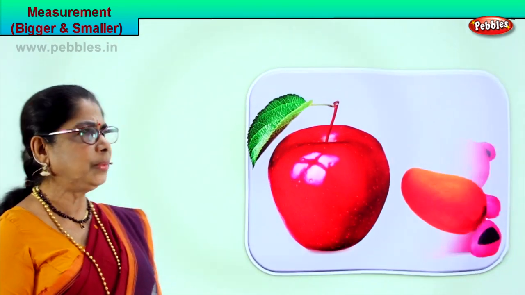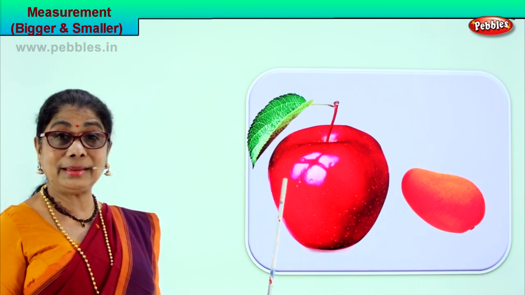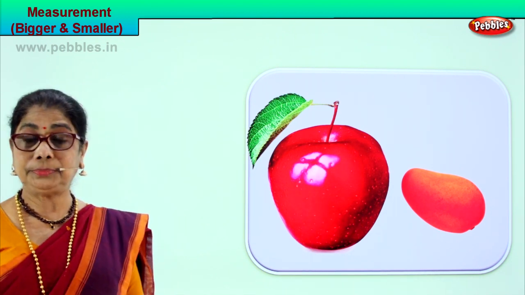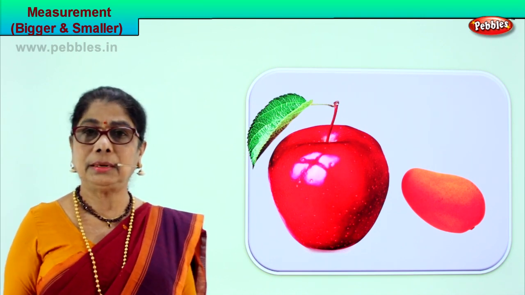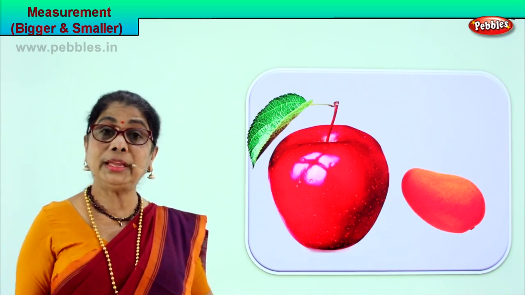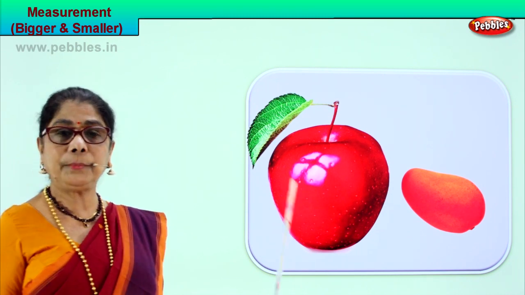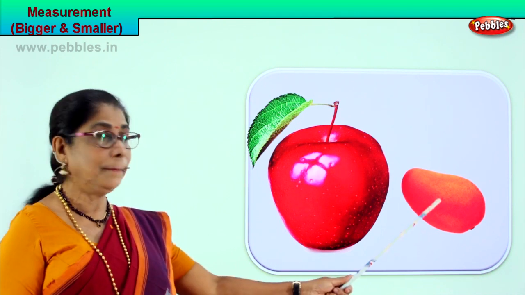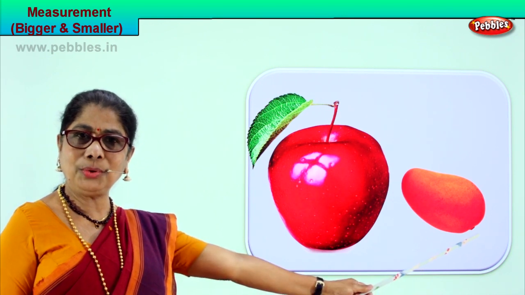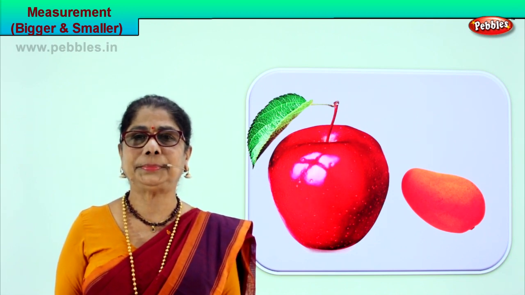Good. Look at it. See what we have here. We have fruits here. Yummy. What is it? We have apple, we have mango. A tiny mango and a big apple. Now which fruit is bigger? The apple is bigger than the mango. The mango is smaller than the apple. Which is the bigger fruit? Apple. Which is the smaller fruit? Mango. Bigger, smaller. Smaller mango, bigger apple. Good. Let's take another picture.